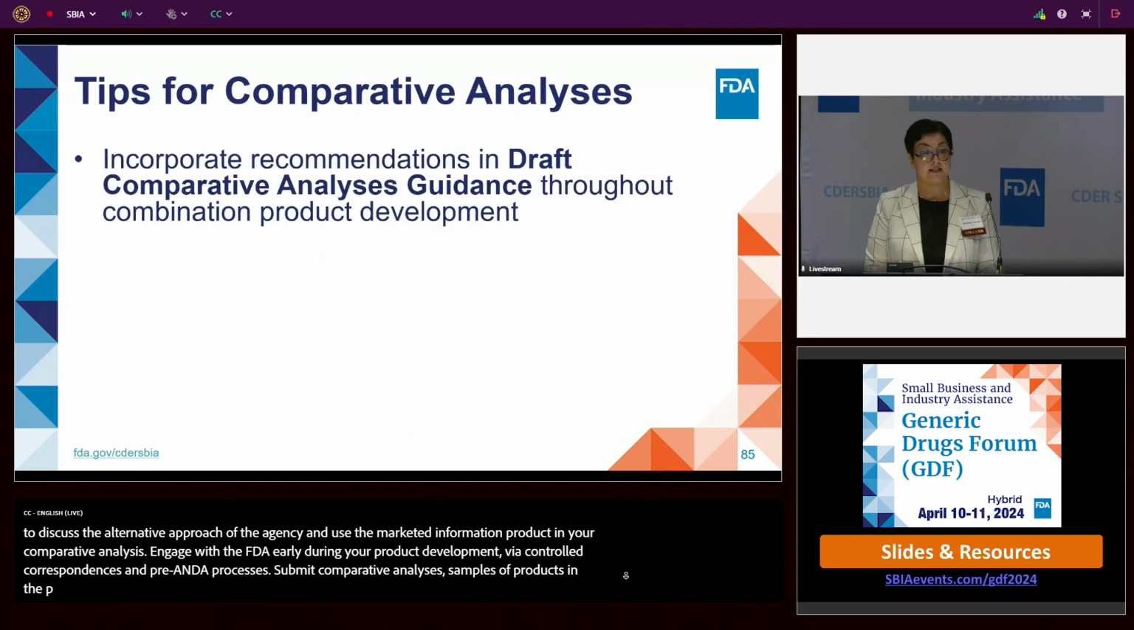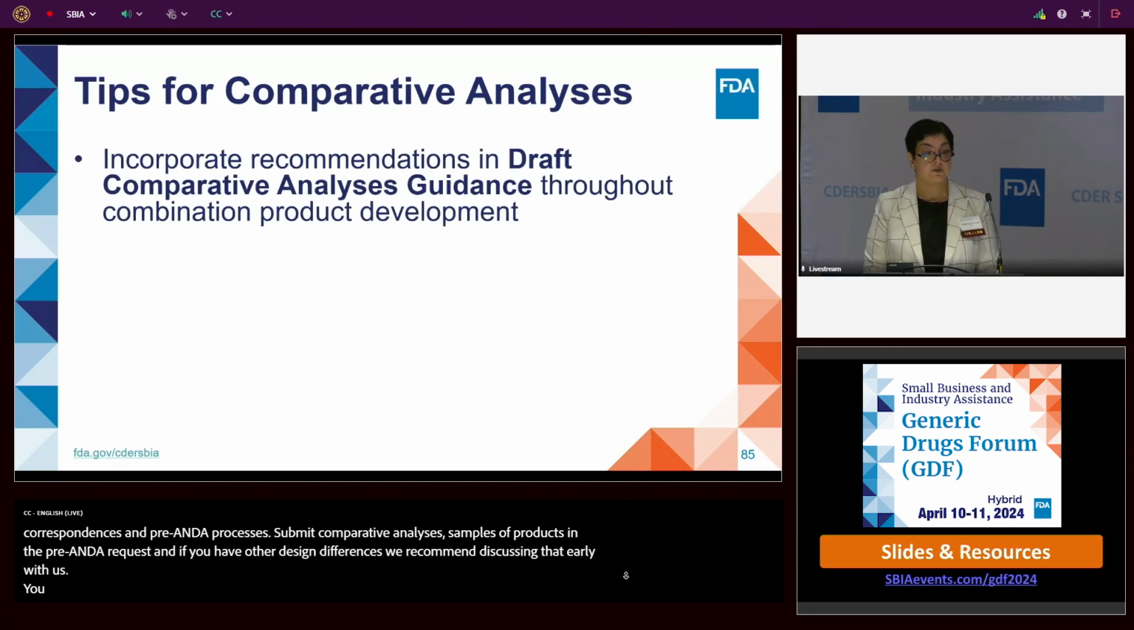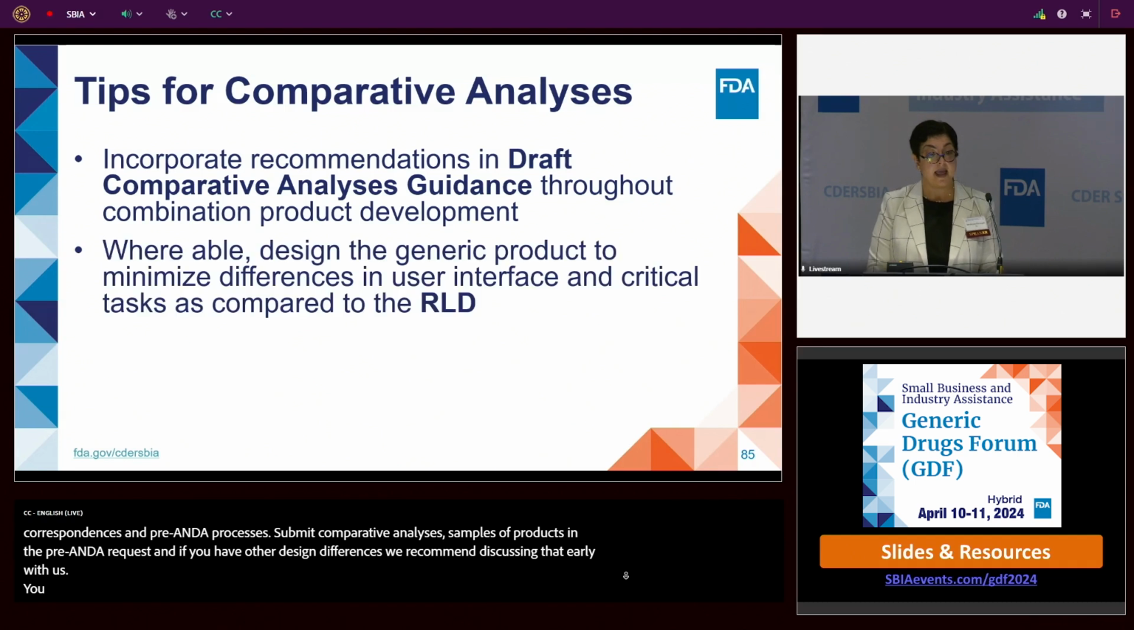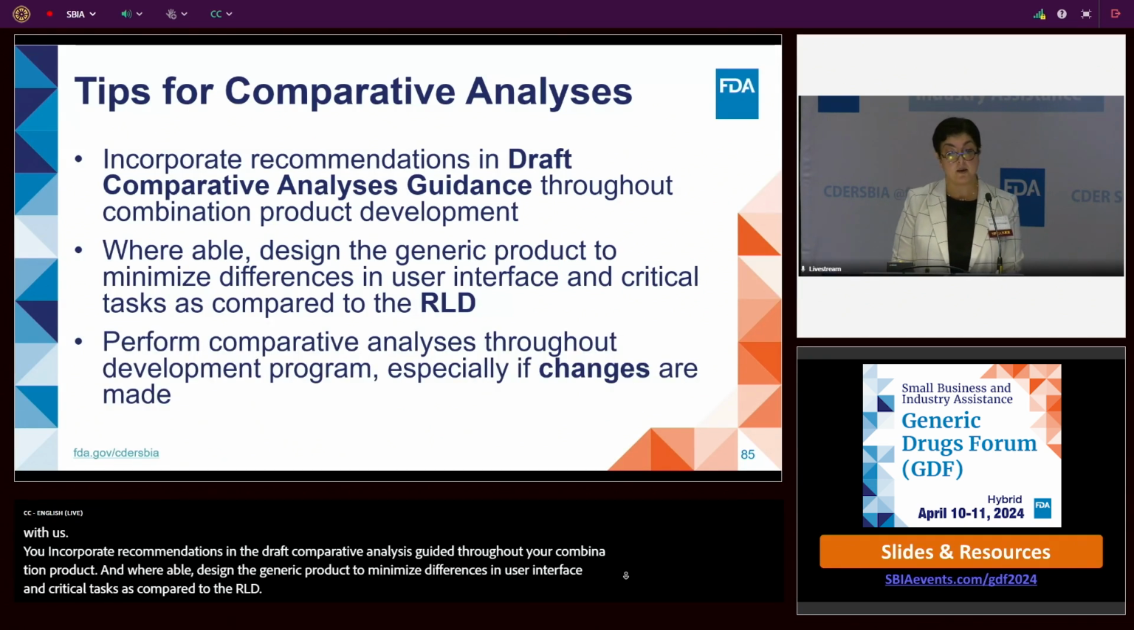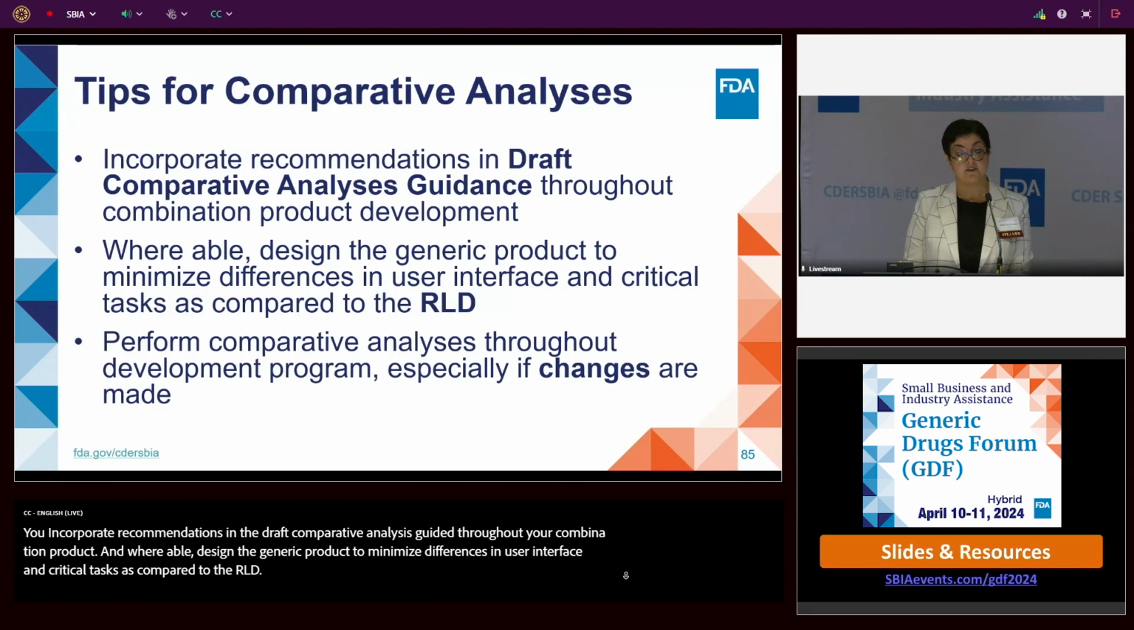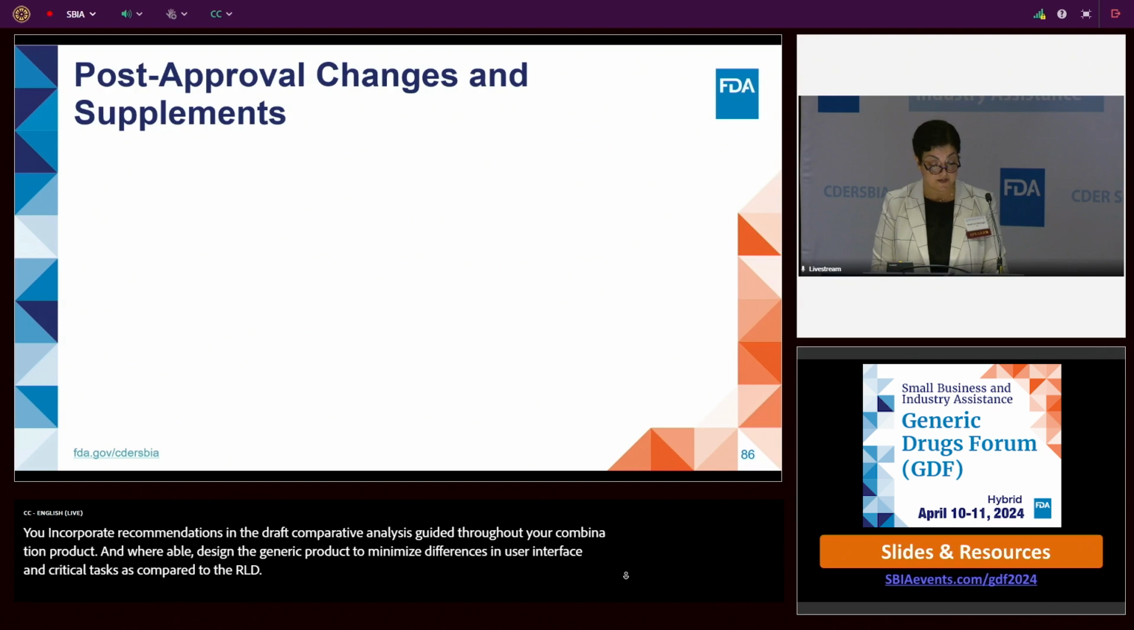Incorporate recommendations in the draft comparative analysis guidance throughout your combination product, and where able, design the generic product to minimize differences in user interface and critical tasks as compared to its RLD. Perform your comparative analysis throughout the development program, especially if changes are made. Let's talk about the changes.